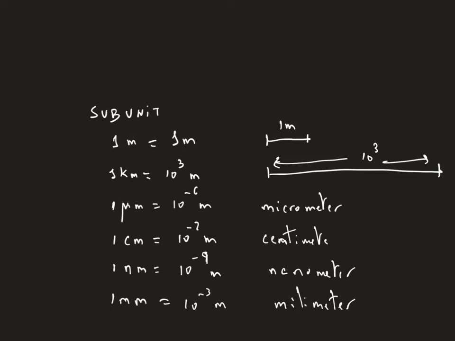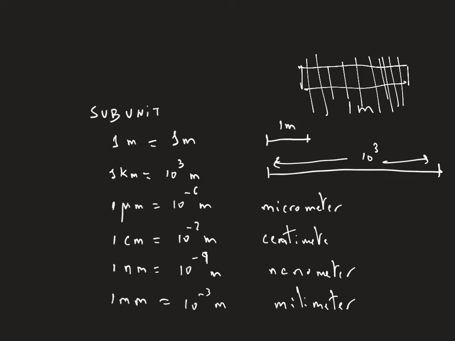You take the meter, I repeat again, this is 1 meter, you divide the meter into 1,000,000 parts, and you choose one of the parts, and this is 10 to the minus 6 meters, and this is what we call 1 micrometer. 1 micrometer is this part, the small part here.